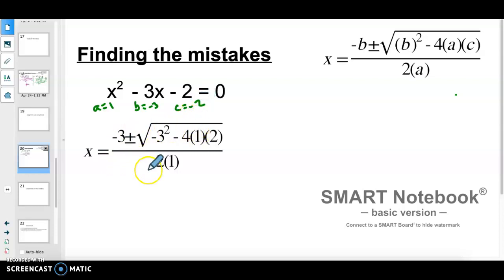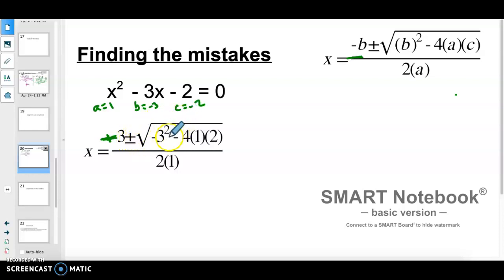So when I look at plugging it in, something I noticed right away is in the formula it's -b, but here it just wrote -3. But since b is -3 and it's already a negative b, this would have been -(-3), which would have turned this into a +3. So that is the first mistake. Then plus or minus is good.